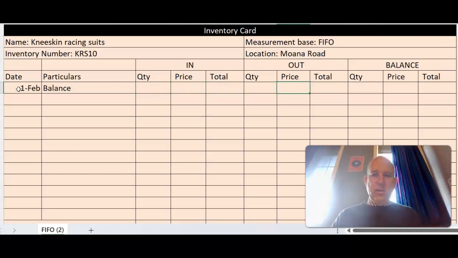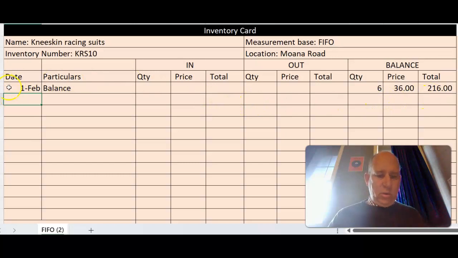So you'll type balance. Because it's a balance, it only goes in the balance column. We had 6 of them for $36, and the total. Note this one we're using FIFO. In the assessment the other day we used weighted average cost. So we're going to use FIFO today, just so you've got a bit of both. That's our starting balance, $216 worth.